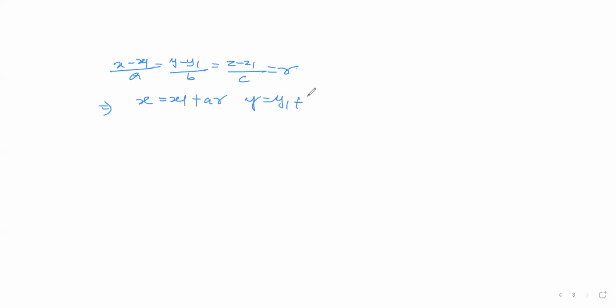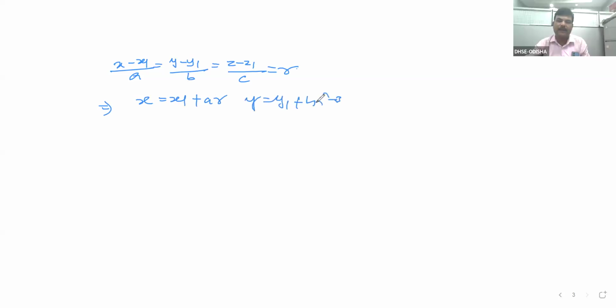So (x minus x1) upon a equals (y minus y1) upon b equals (z minus z1) upon c. Let the proportionality constant be r. So this implies x is equal to x1 plus ar, y is equal to y1 plus br, and z is equal to, sorry.